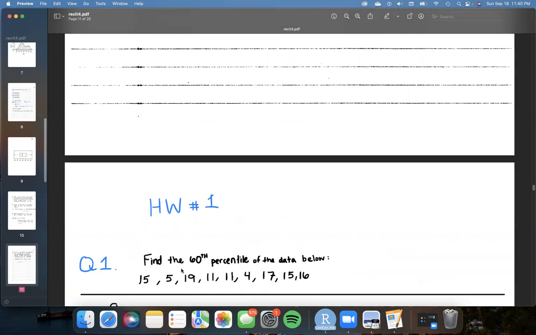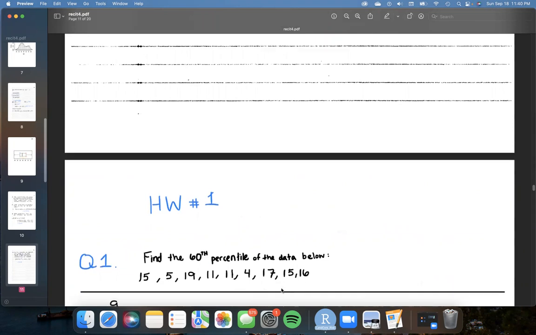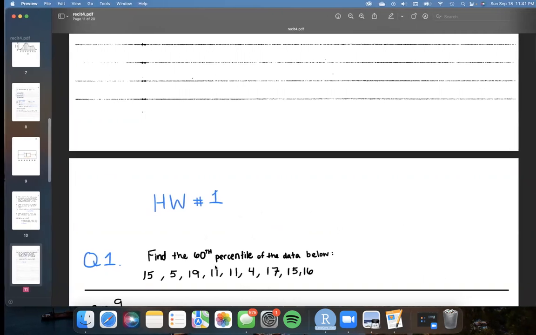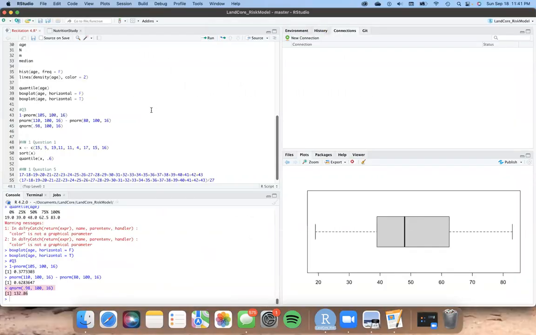So question 1 is to find the 60th percentile of the data below. So your homework question may be the 49th percentile or the 62nd percentile or something that might change. So this is the data that I was given. So there's 2 ways to do this. You can either do it in R or I also kind of did it by hand just to get a sense of, okay, what it would be. So first, let me show you how I did it in R.